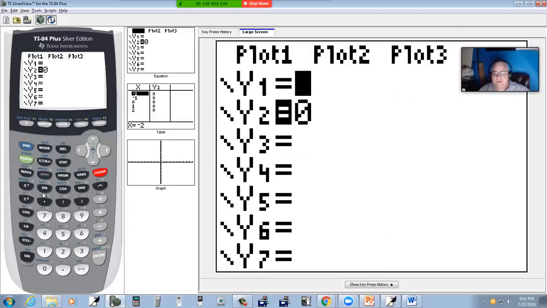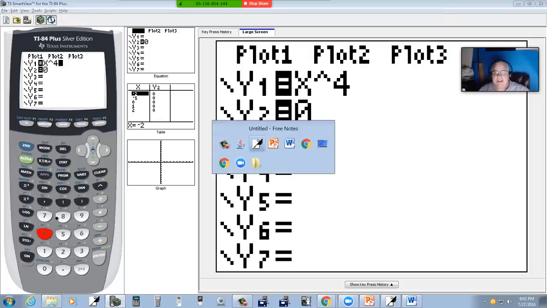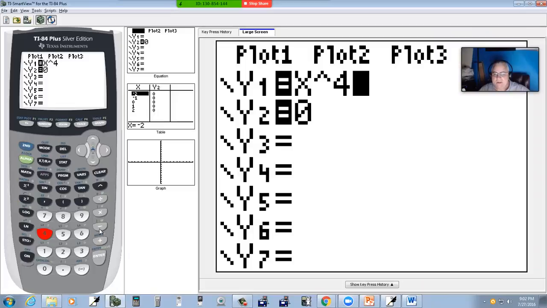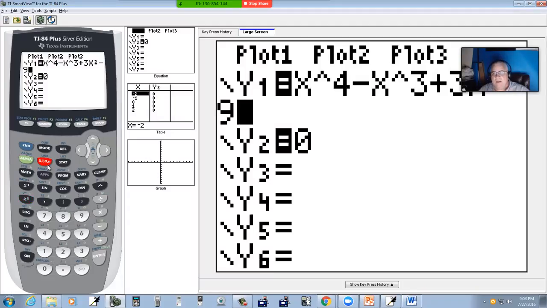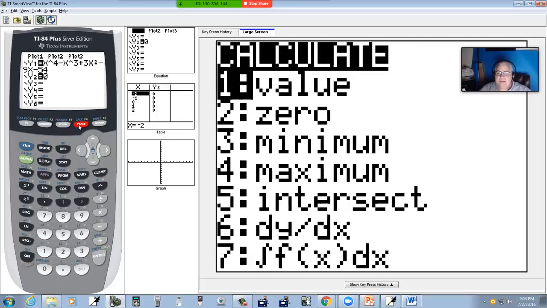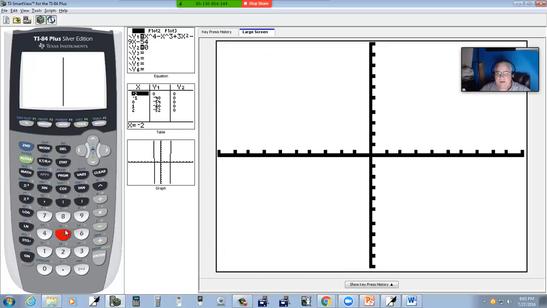So y equals clear. X caret 4, do a right arrow key to get out of the exponent if you got one of those newer calculators. Minus x caret 3, again do the right arrow key to get out of the exponent mode if you got one of the newer ones. Plus 3x squared. Minus 9x. Minus 54. And we have 0 on y2. So now do second trace and choose intersect.